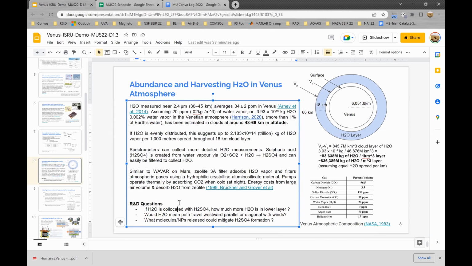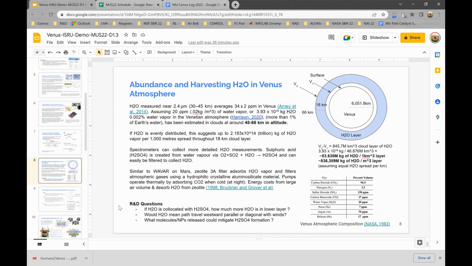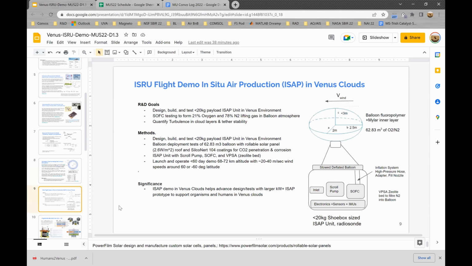And so here are some research questions. How much more H2O is in the lower layer, and is water co-located with sulfuric acid? And also, what's the mean free path of H2O? And is it parallel, diagonal, and also what molecules could we potentially use to mitigate this formation?